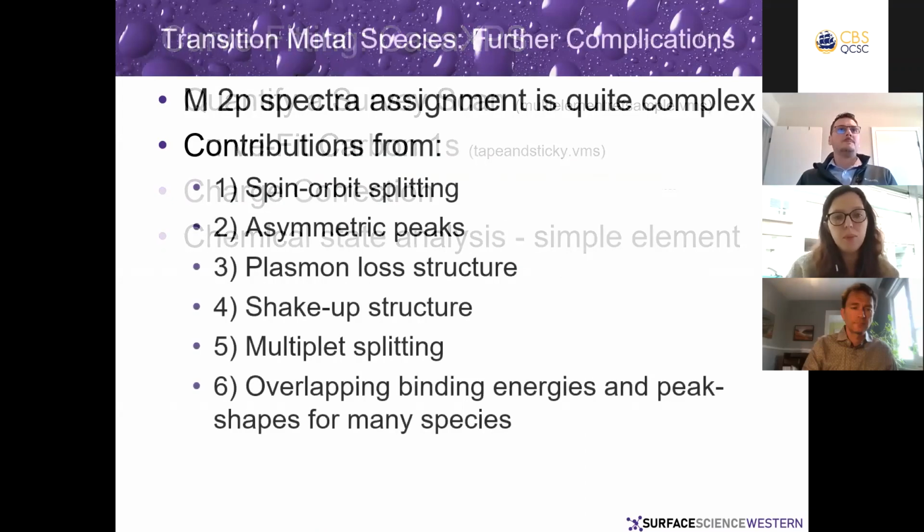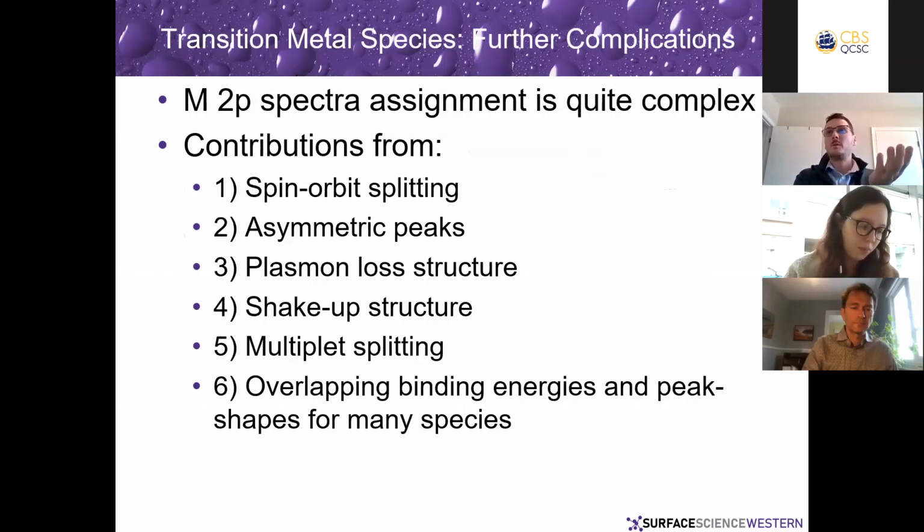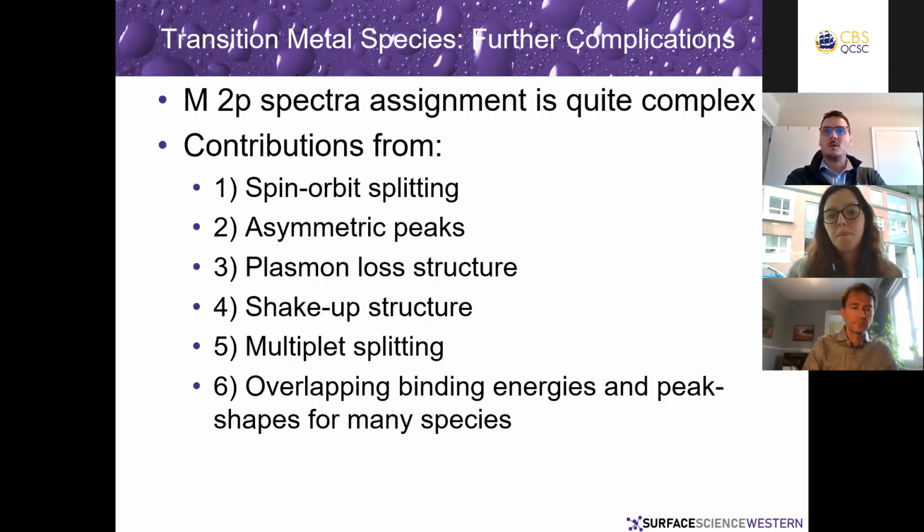Okay, so we've done that. Now if we get into the transition metal species, we get a lot more complications. It gets complicated very fast. We talked about spin orbit splitting, so we're going to have those contributions. Metallic and conductive species can often have an asymmetric peak shape. You can have things like plasmon loss structure and shake-up structure. And then the big one in the transition metals is multiplet splitting. And for a lot of these species, you're going to have overlapping binding energies and peak shapes.